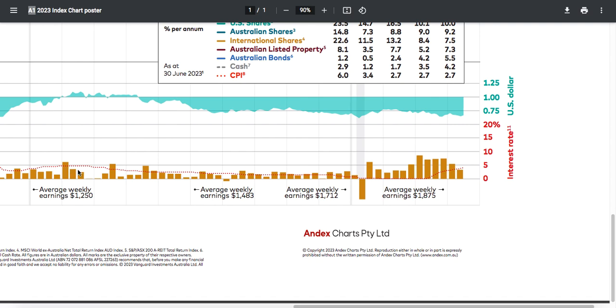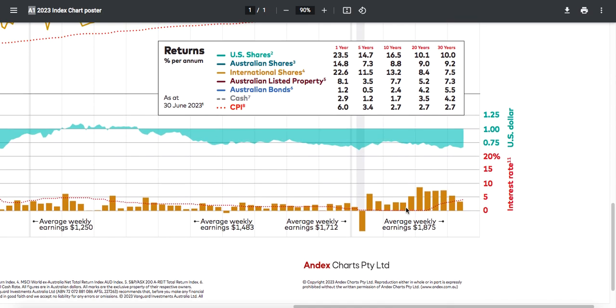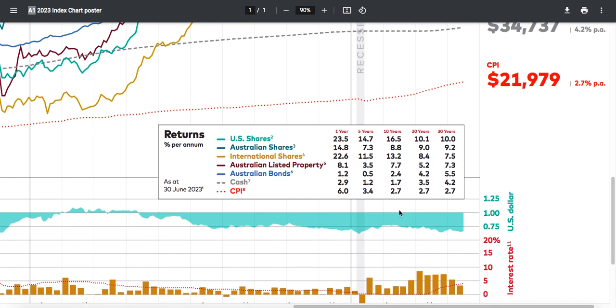Now, there is a red dotted line throughout this graph. It's a little bit hard to see. I really have to zoom in for that, but hopefully you can see that on your screen. That is interest rates. So this graph obviously stops in June 2023. Since then, we have had rate rises, so the interest rate is obviously a little bit higher.